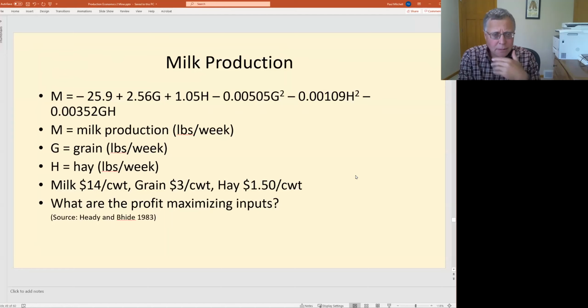We have this function here. G is grain in pounds per week. H is hay in pounds per week. And milk production is negative 25.9 plus 2.56 G plus 105 H minus some really small coefficients on the squared terms there. We'll use a milk price of $14 a hundredweight, grain of $3 a hundredweight, and hay of $1.50 per hundredweight. What is the profit maximizing feed ration, grain and hay, to use?